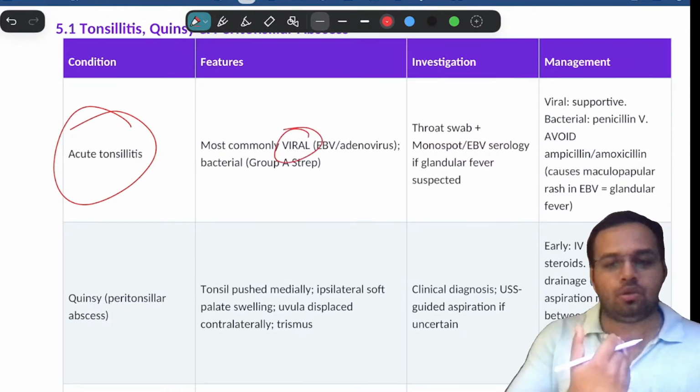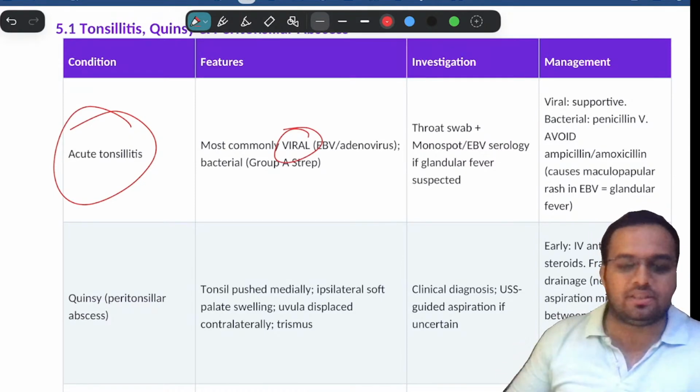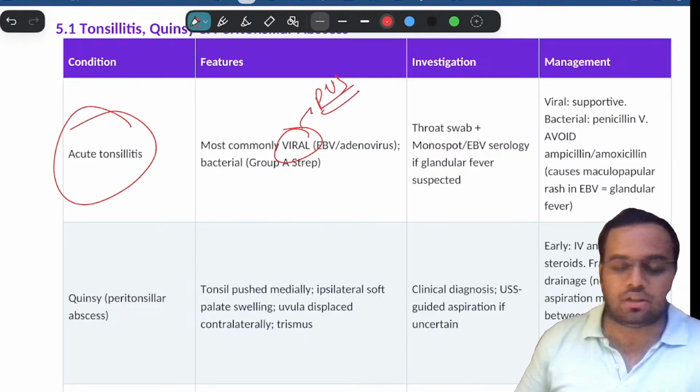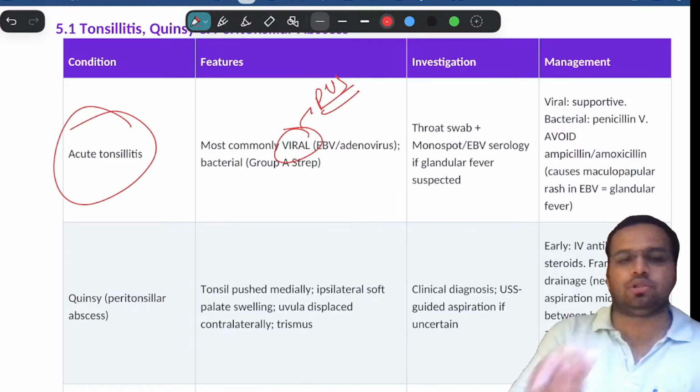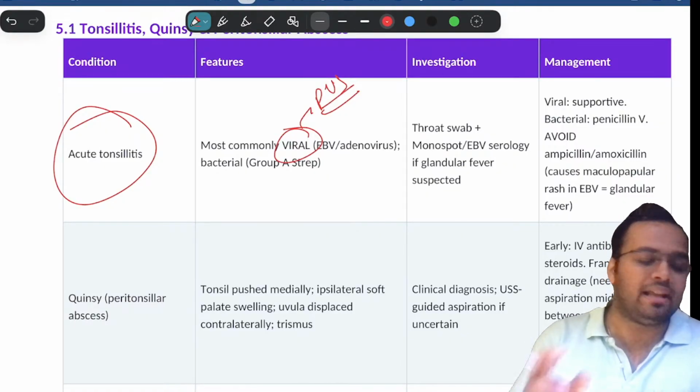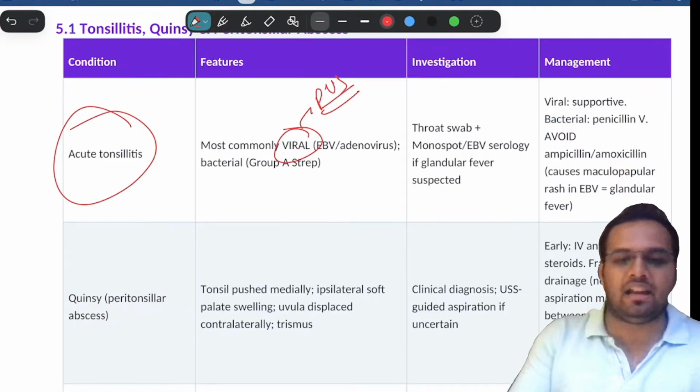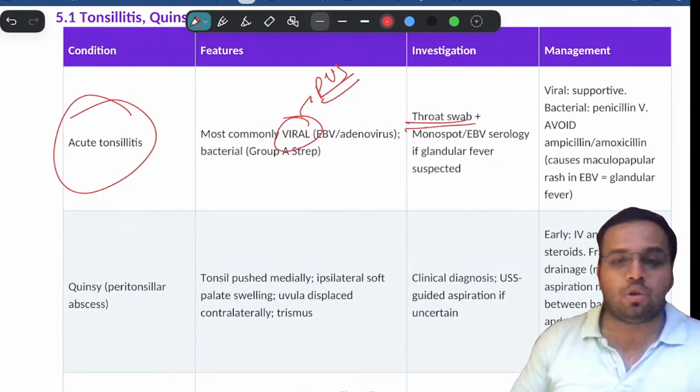When you examine the oral cavity, you can see the swollen tonsils. If there are going to be some pus flakes on the tonsils, what we call folliculitis or follicular swelling over the tonsil, it is most commonly bacterial, or else any tonsillitis is viral unless otherwise proved. You should go for a throat swab.